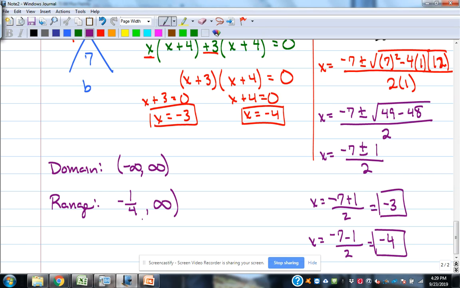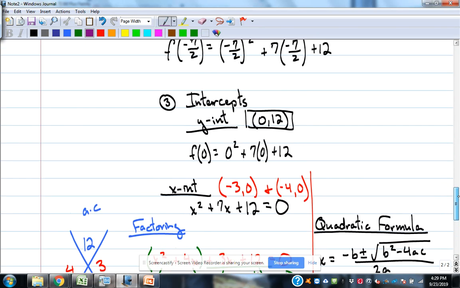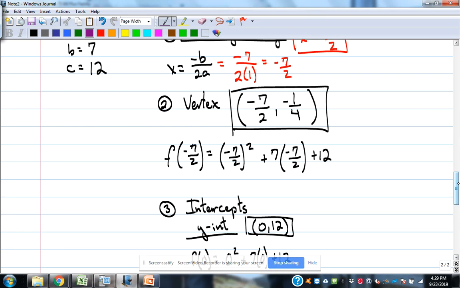Is there a bracket or a parenthesis on the negative 1/4? Bracket, because it's a point on the graph. It's the vertex of that. The vertex is also a maximum or minimum for this particular problem. Minimum, because it's the lowest. So I'll put that somewhere near the vertex, that it's a minimum.